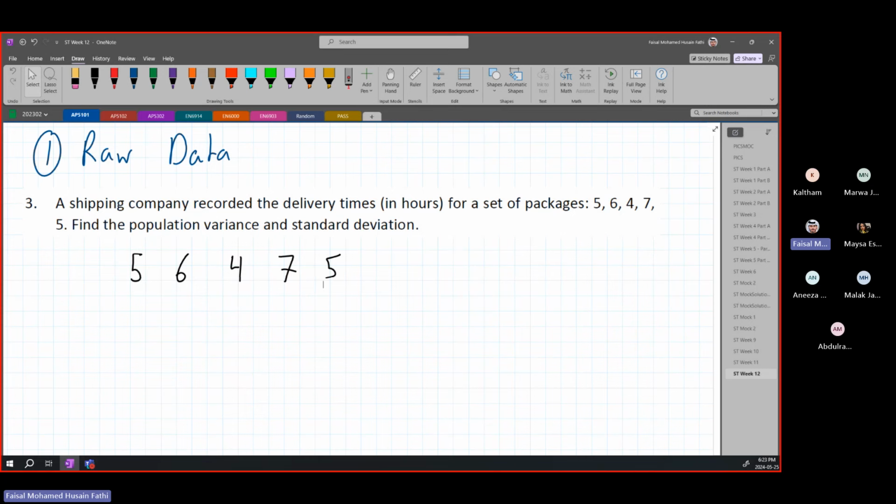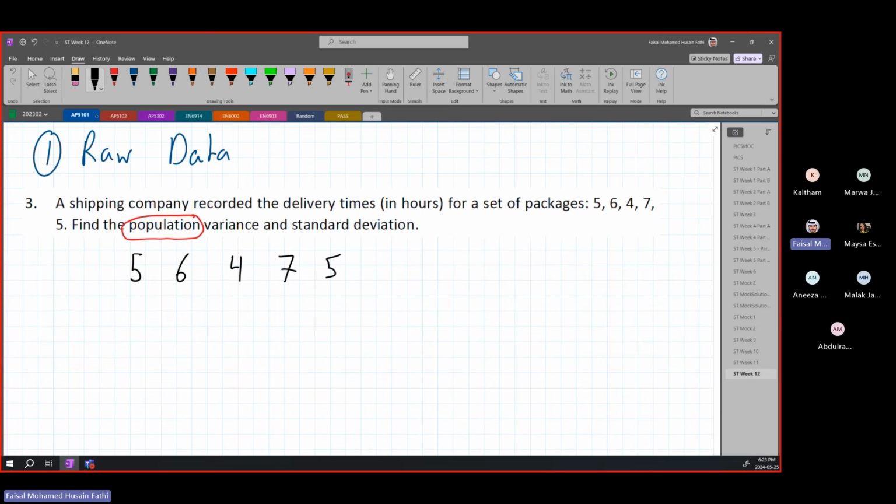This is what we are given. The equation here will vary depending on whether you are looking for your population or your sample variance. So these are the two most important things. In this question, it is asking for population. For population variance, you're going to have a specific equation. For sample data variance, you're going to have a different equation.